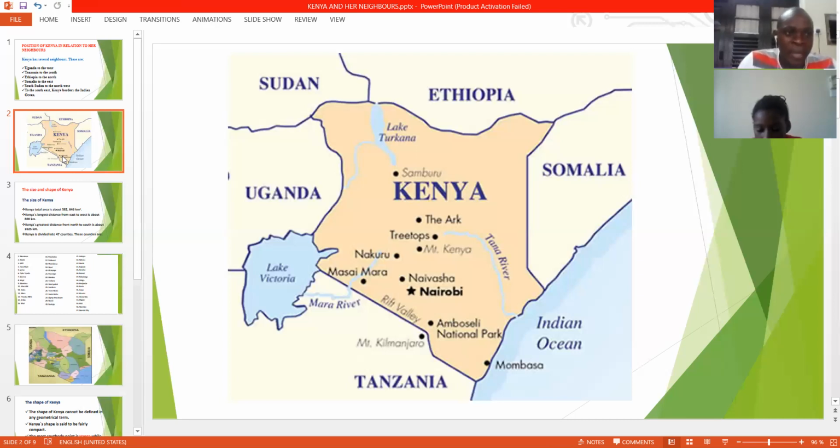Okay. Now that is all about the position. Now we are supposed to look at the size. So what is the size of Kenya? The approximate size in square kilometers.